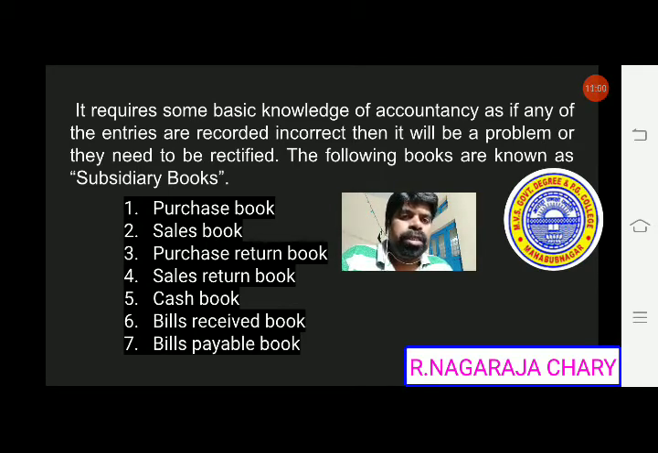According to the nature of transactions, we classify subsidiary books like this. One is the purchase book; we will continue in the next slide. Second, the sales book, then purchase returns book, sales returns book, cash book, bills receivable book, bills payable book, and one more, the journal proper, which is the last subsidiary book. Let us see one by one why we use the purchase book and what entries are to be posted in that particular book.